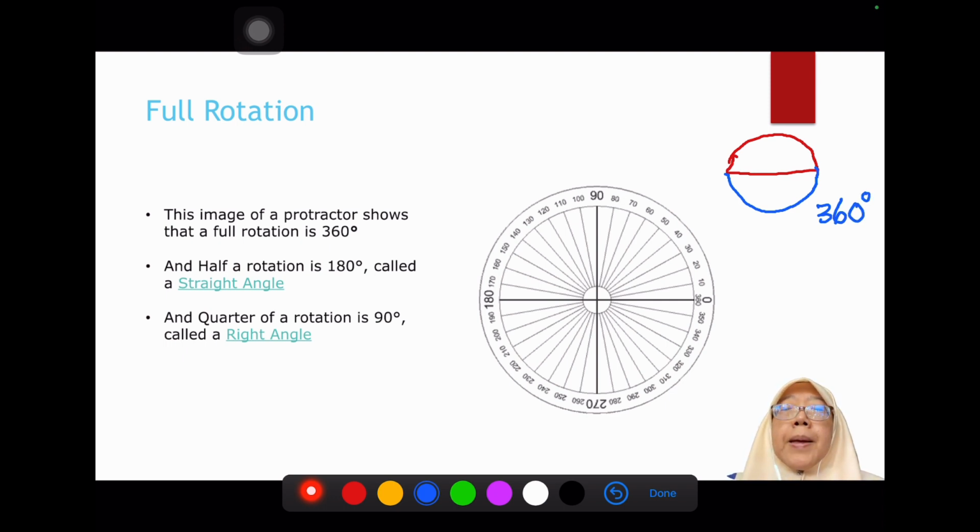And half a rotation is 180 degrees, which is called the straight angle. And a quarter of a rotation, this is half, this is quarter, is 90 degrees and it's called right angle. You can have quizzes where you ask your students, what is the degree for straight angle? What is the degree for quarter angle? That way they are using the knowledge that you are giving them when answering the questions.